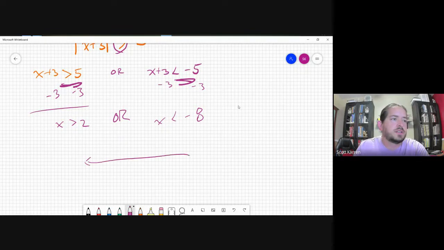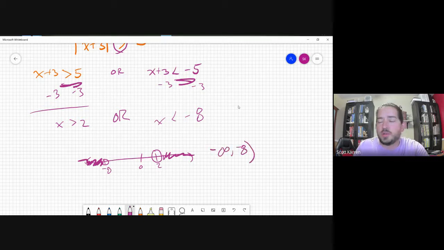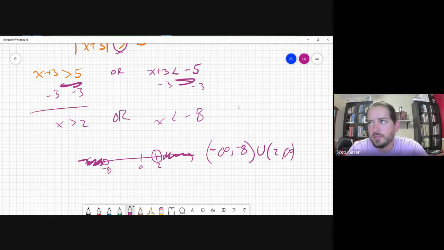The graph of this, x is greater than 2, is that way. X is less than -8 is that way. Interval notation would be -infinity up to -8 with a parentheses on the -8, union with parentheses 2 to infinity. There we go.